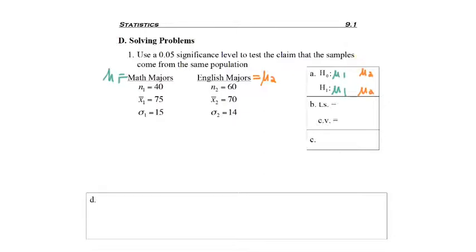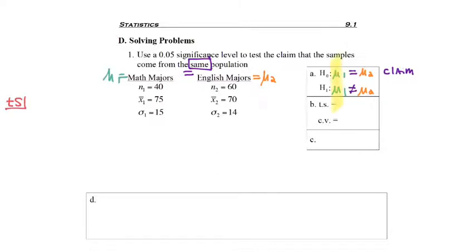We know that H0 can only equal 0, and then let's go back and read it. Test the claims that the samples come from the same population. Same means equal, and we actually already have equal in H0, so H0 is our claim, and if we have equality, then its opposite would be a lack of equality or not equal to. So now we're ready to find our test statistic.